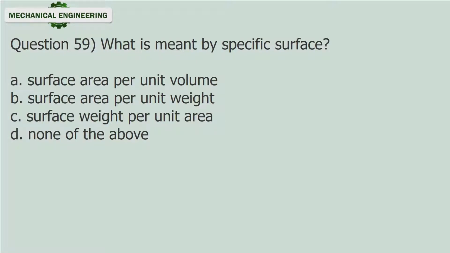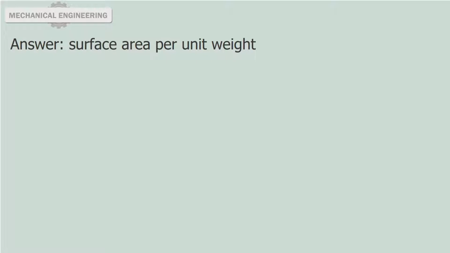Question 59. What is meant by specific surface? A. Surface per unit volume. B. Surface per unit weight. C. Surface weight per unit area. D. None of the above. Answer: surface area per unit weight.